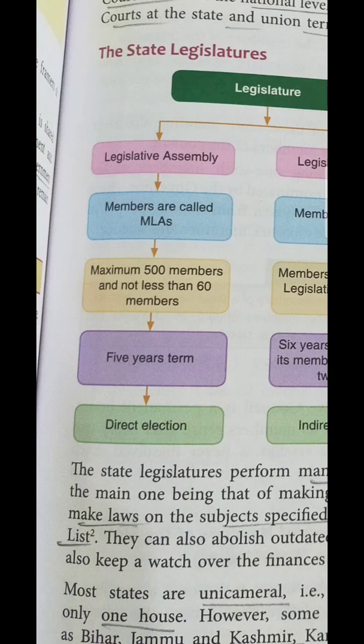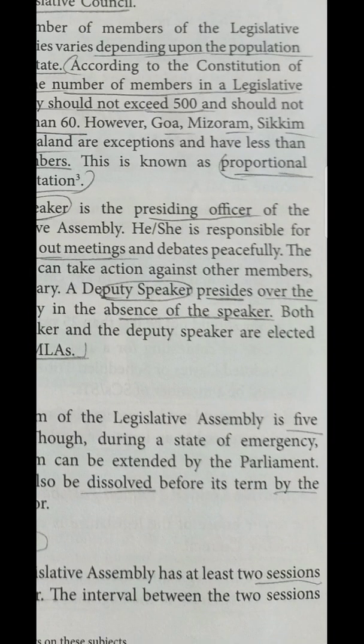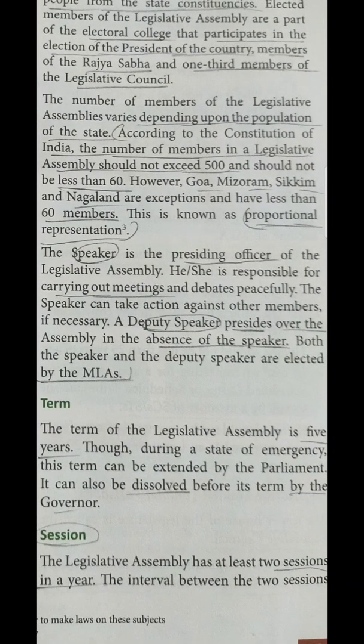So moving further, there are some states as well which have a few exceptions. Why do they have exceptions? Because these states are considered smaller ones. Those states are Goa, Mizoram, Sikkim and Nagaland. They are known as exceptional states because they have fewer than 60 members, and that is known as proportional representation. Proportional representation means some states have fewer than 60 members and still they are existing.